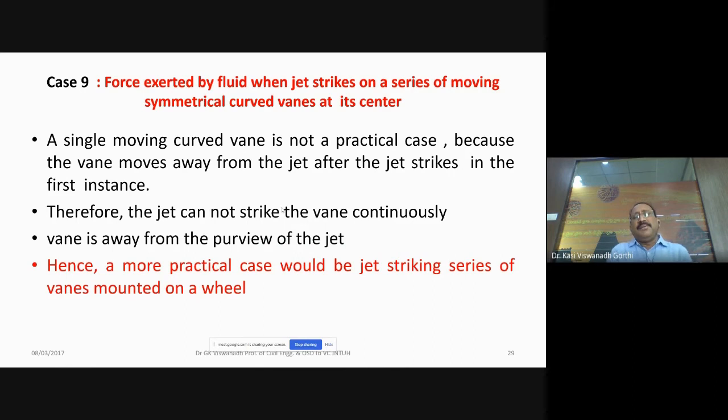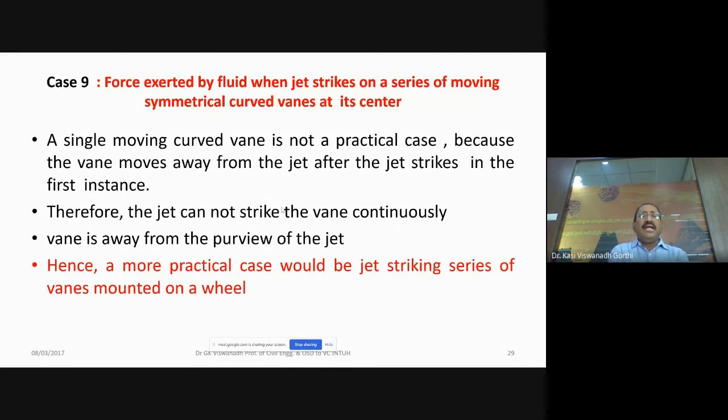Case 9, force exerted by the fluid when the jet strikes a series of moving symmetrical curved vanes. I am repeating once again, no need to worry, but you need to understand what this is. We have a symmetrical curved vane which is stationary, an asymmetrical curved vane which is stationary. Third case is a symmetrical curved vane which is moving, which is not a practical case, as we have seen in the previous chapters, that the liquid jet, when it is striking a series of moving curved vanes which are connected over the periphery of a wheel, has got certain meaning.